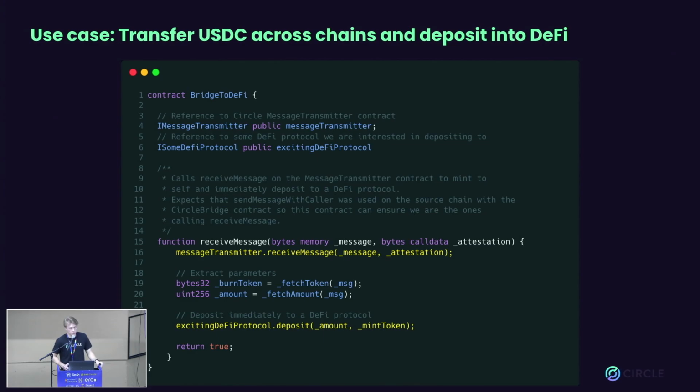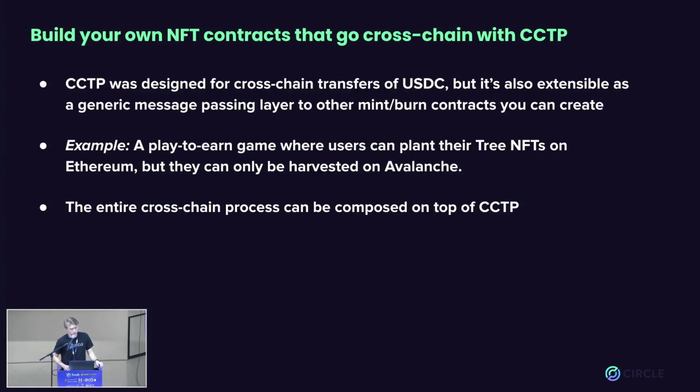We've got some really cool partners like Wormhole, LayerZero, and Axelar that are building some really cool stuff that's more advanced than this, doing things like starting with native ETH on Ethereum and then bridging over to native AVAX on Avalanche, using USDC as the liquidity layer in the middle that goes across CCTP. Another example that actually doesn't use USDC builds on top of the generic message passing layer of CCTP.